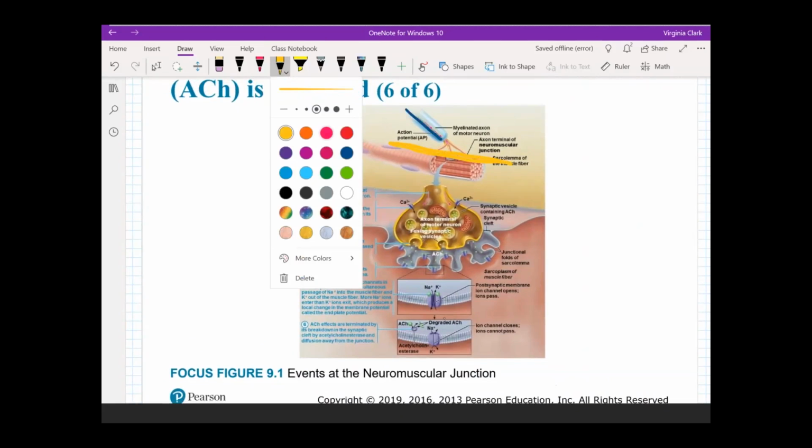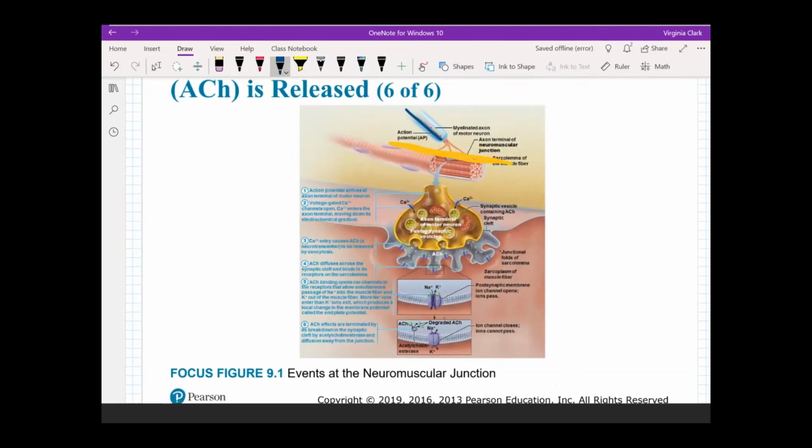So what is happening is, number 1, an action potential arrives at the terminal membrane. He comes down. Number 2, voltage-gated calcium channels are going to open. That means calcium will then enter the cell down its concentration gradient. Calcium entry into the cell will cause acetylcholine to be released from the synaptic vesicles. ACH will diffuse across the synaptic cleft and then bind to receptors on the sarcolemma.